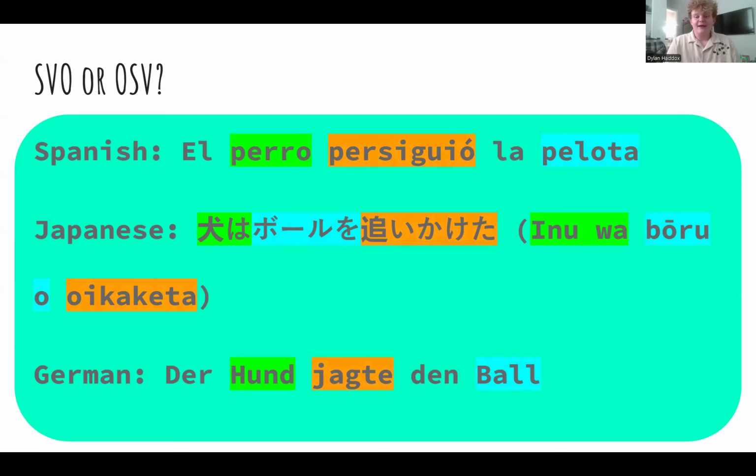But as you can see, there are extra words. I'm not sure how else to say it, but el, la, der, and den is basically the and the again, but referring to an object, not referring to your subject. So the dog chased the ball would be the English translation for these. But as you can see in Japanese, they don't have any erroneous words.